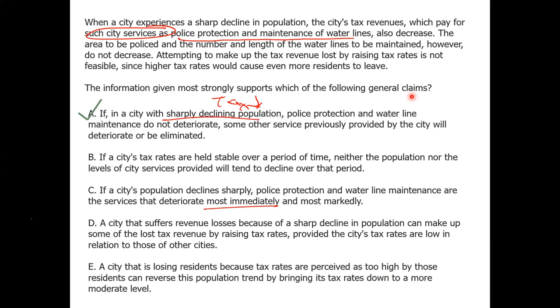Yes, tax rates are the only reason for people to leave. Yes. The area to be policed and the number and length of water lines to be maintained, however, do not decrease.